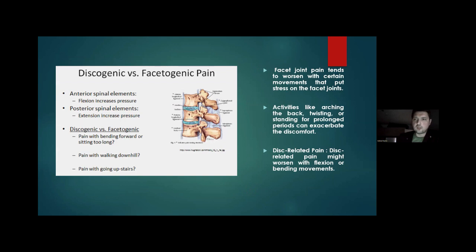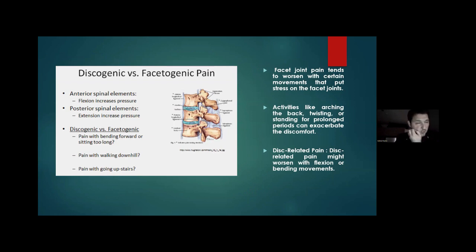pressure. So if you want to differentiate between discogenic and facetogenic pain, you always need to ask these three questions: pain with bending forward, sitting too long, pain with walking downhill, or pain with going upstairs. Facet joint pain tends to worsen with certain movements, arching the back, twisting, standing for prolonged periods, and disc-related pain might worsen with flexion or bending movements.